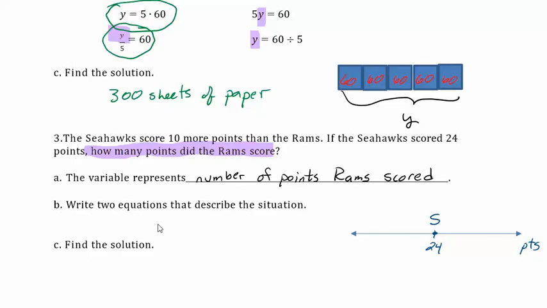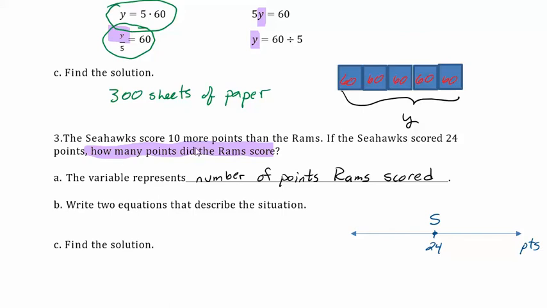So you need to decide what variable you want to use. X, Y, R. Sometimes it's nice to use a variable that shares a letter with what you're trying to find, like P for points or R for Rams or something like that. Now I drew a number line here to try to visualize what was happening. It says the Seahawks scored 10 more points than the Rams, and the Seahawks scored 24 points. So I made a number line and I made the Seahawks 24 points. Now, where would the Rams go? Could you put the Rams on the number line here?